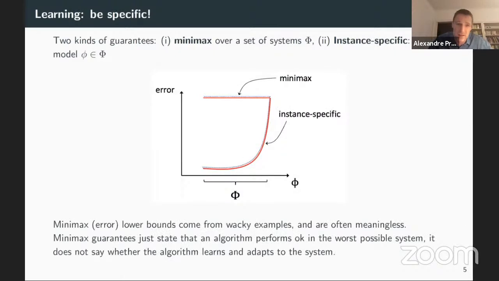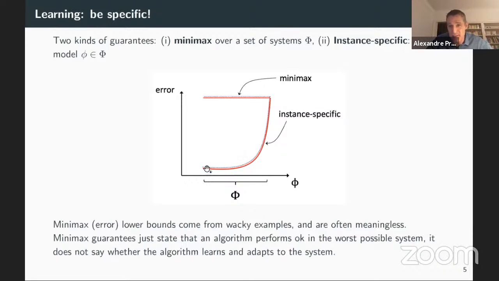So you can illustrate the difference between the minimax and the instance specific approach using this little picture. I just put on the x-axis the set of systems you could have. For example, in the linear bandit case, it would be the vector mu that we represent on the x-axis. And on the y-axis, I represent the probability of error when you return the best arm. So a minimax approach is to look at algorithms that perform not worse than what you can do in the worst case, for the worst system.